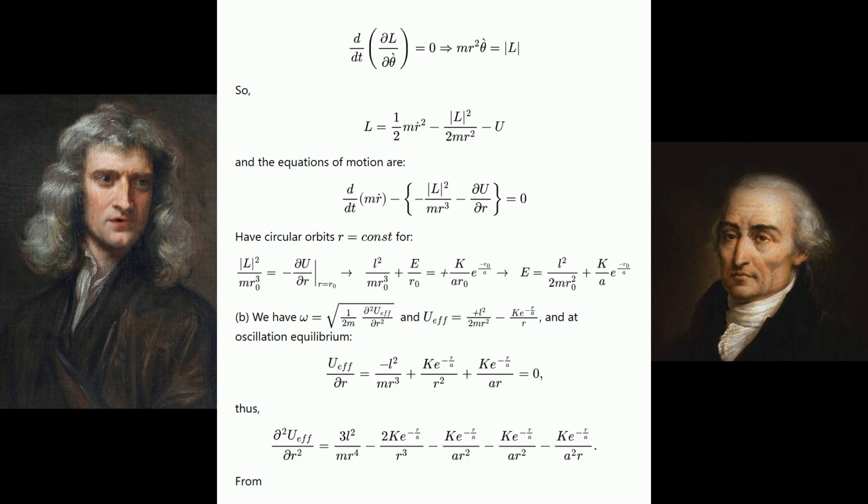B. We have omega equals the square root of 1 over 2m times the second partial derivative of U sub eff with respect to r, and U sub eff equals L squared over 2m r squared minus k e raised to the minus r over a power over r, and at oscillation equilibrium, see the equation shown. Thus, see the next equation. From the equation shown, we can then regroup to get the next equation.